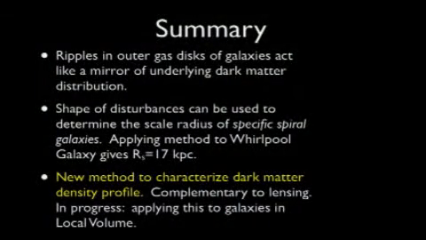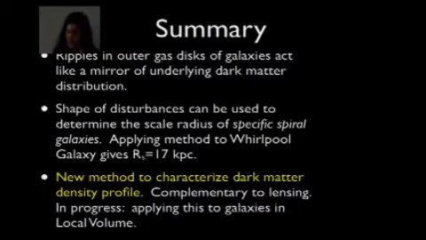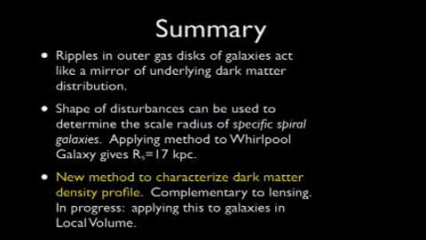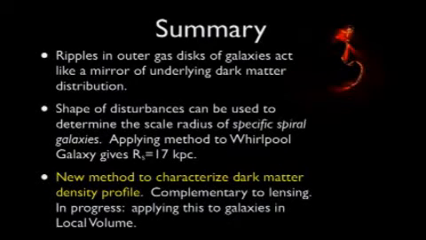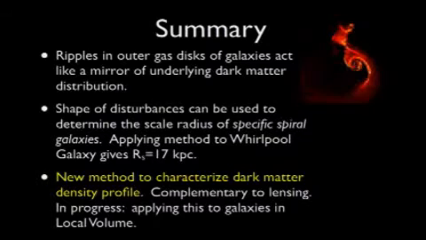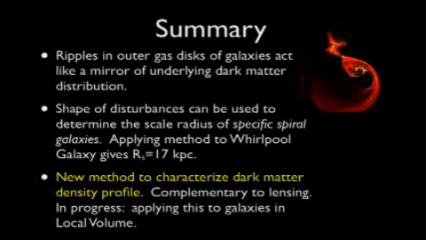So I'll summarize by saying that I find that ripples in outer gas disks serve to act like a mirror of the underlying dark matter density distribution. They reflect the underlying dark matter density distribution. And in particular, you can use the shape of the disturbances, the phase of the modes, to determine the scale radius of specific spiral galaxies. The shapes that form will be loosely wrapped if the profile of dark matter is very shallow, and will become more and more tightly wrapped as you steepen the profile of dark matter.